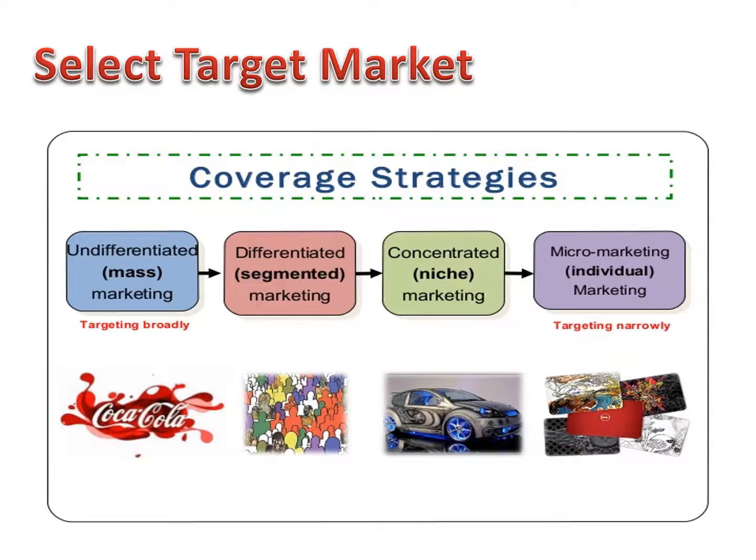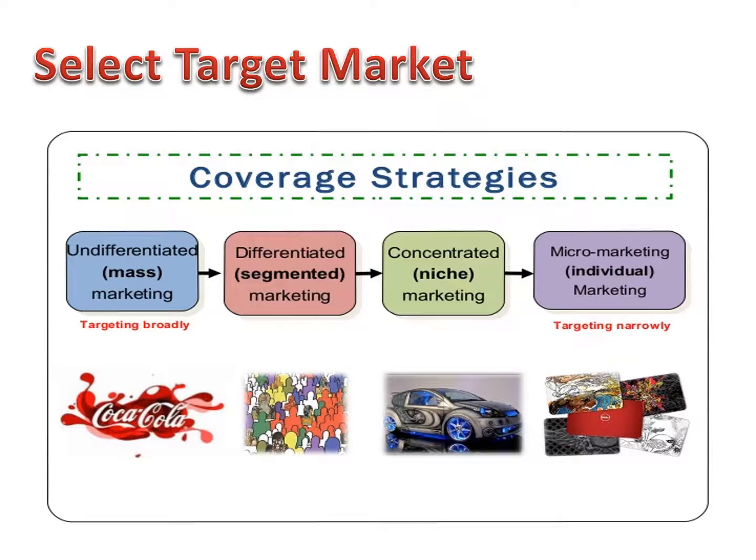So the first one is the undifferentiated targeting strategy, or mass marketing. The next one is the differentiated targeting strategy. Next is the concentrated targeting strategy. And last is micro-marketing, or one-on-one marketing.